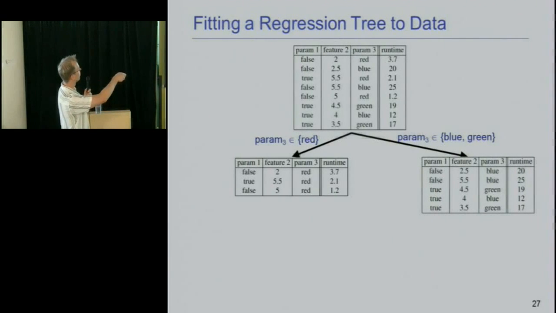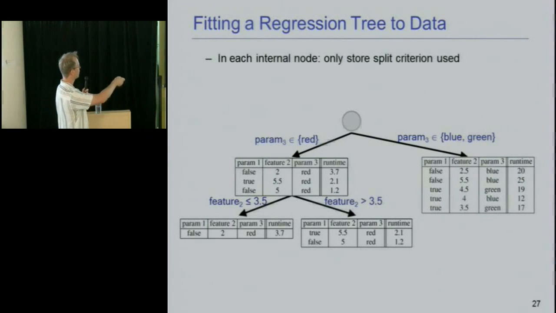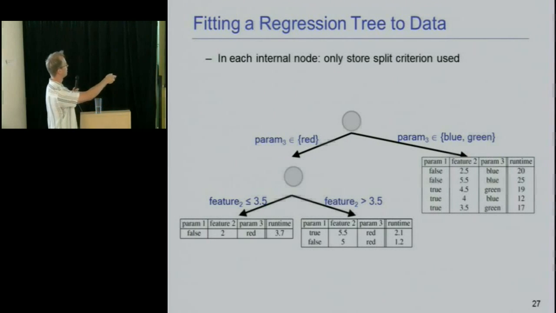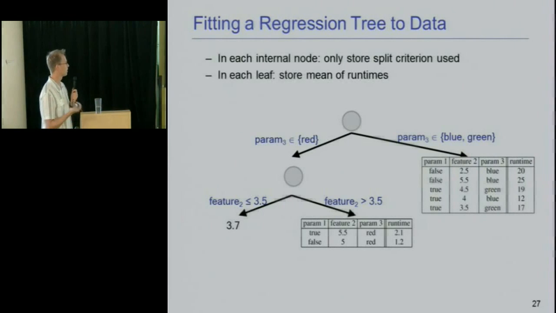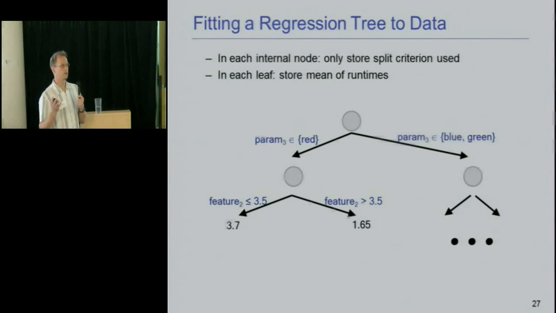So here we first split on parameter 3. The red data points go left, the blue and green data points go right. And all you store in this node is the split criterion you used. So that if the parameter was red, go left. That's all you store. And then you recurse into each of the children. Here we first split on feature 2. Then you only store the split criterion. Then you're in a leaf. In the leaf, all we do is store the mean of the runtimes. So 3.7 here. We don't have to recurse all the way. We can make this a leaf already, taking the mean of this, and recurse in the other subtree, etc. And we get a regression tree.